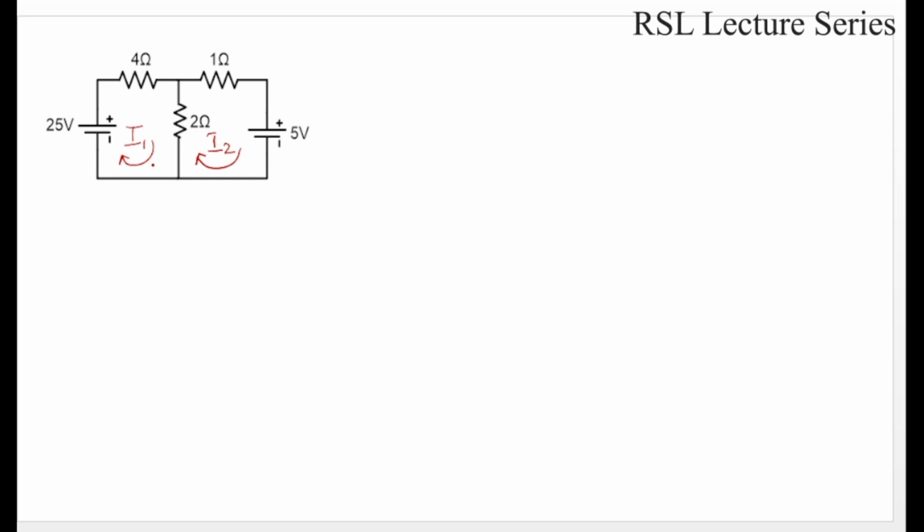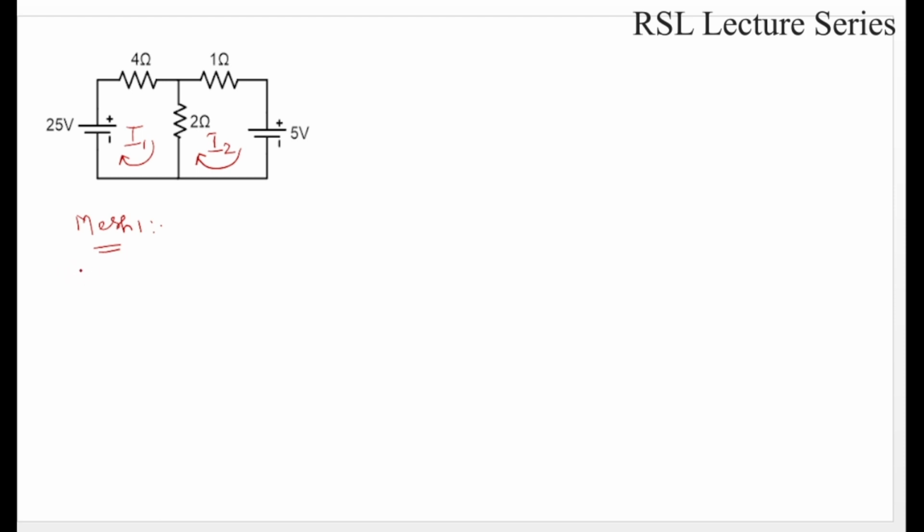Always assume the currents in clockwise directions because it will minimize certain errors. Once we have assumed the currents, we have to write the mesh equations. First we'll write the equation for mesh 1. Here we have to apply Kirchhoff's voltage law.